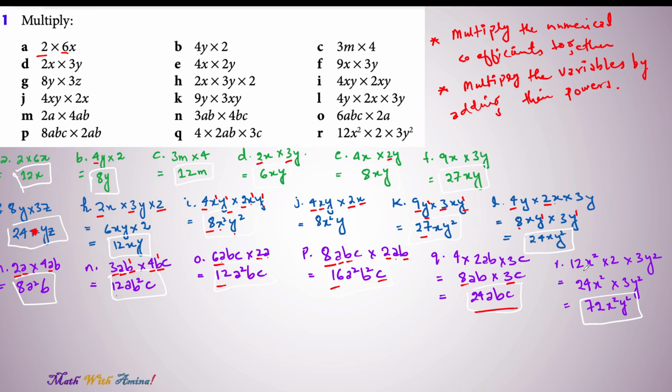And the last one is 12x square multiplied by 2 multiplied by 3y square. So in here, 12x square multiplied by 2 is equal to 24x square. Then 24x square multiplied by 3y square. So 24 multiplied by 3 is equal to 72. X square would remain the same, and so would the y square. So the final term would be 72x square y square.